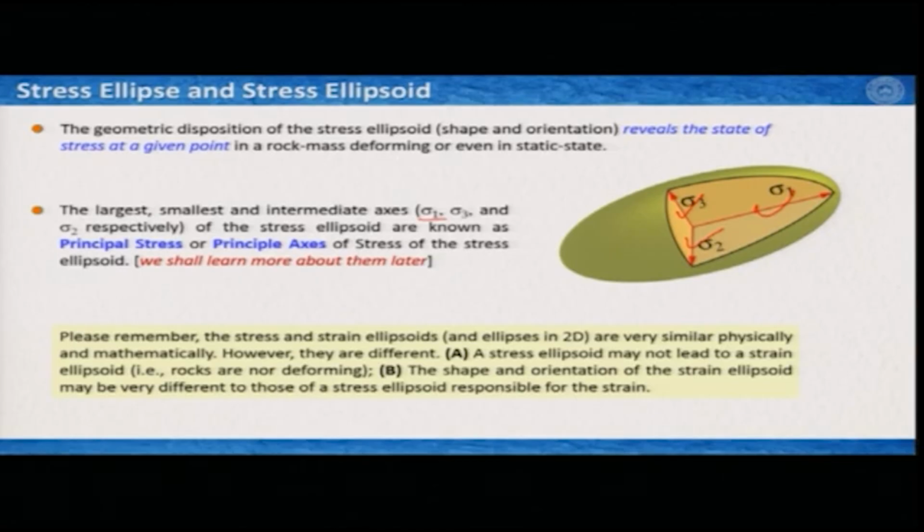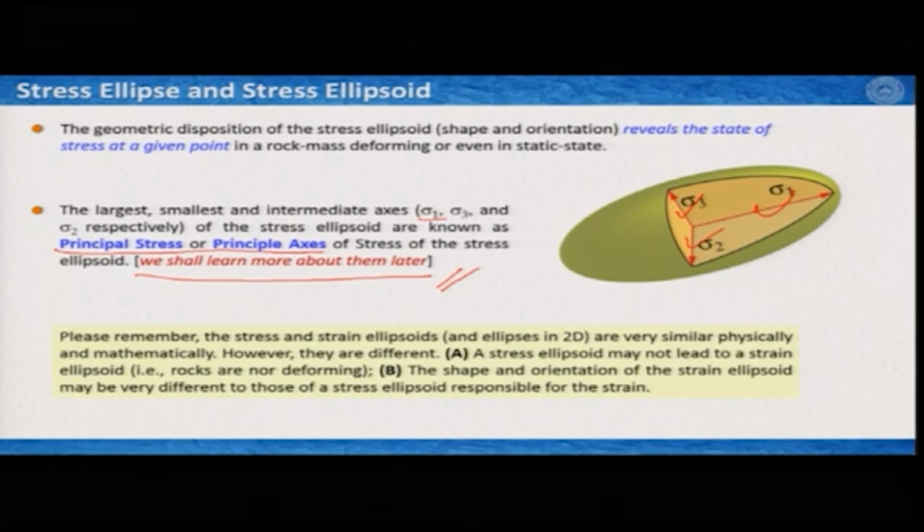This is something which is very interesting. We will again learn about it later in the next lecture. But let us have some very basic ideas: the stress and strain ellipsoids look very similar. I just changed the colors, but they look very similar. Their physical appearances are very similar, their mathematical descriptions are also very similar.